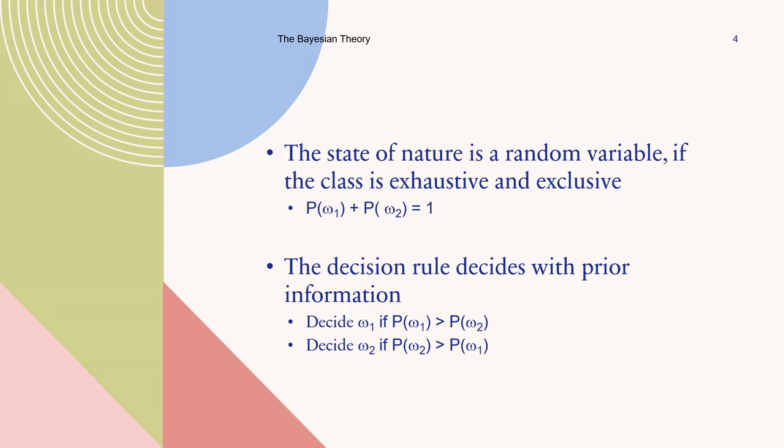The decision rule decides with prior information, which is it will decide event 1 if the probability of event 1 is more than the probability of event 2, and vice versa.